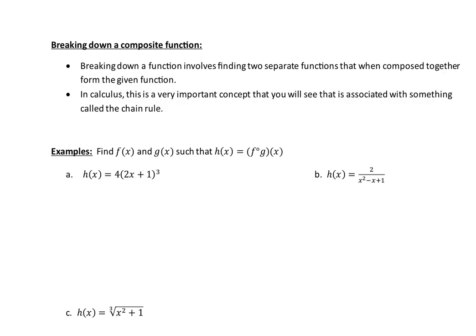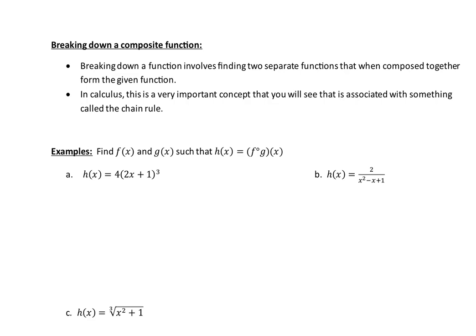The last thing that we're going to do is break down a composite function. Basically, we're going to be told the final answer, and we want to know what we combined in order to get this. We want to find two separate functions that, when you compose them, give us the given function. If you go on into calculus, this is a very important concept that you will see, and it's associated with something called the chain rule. For now, we're just going to try to break them down.